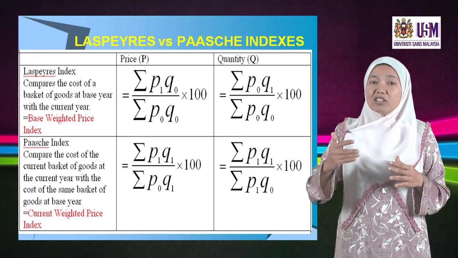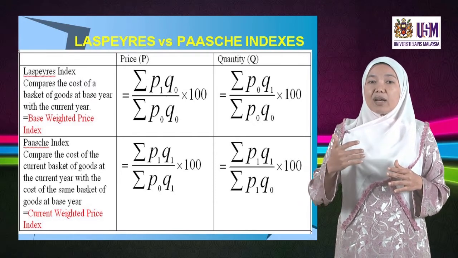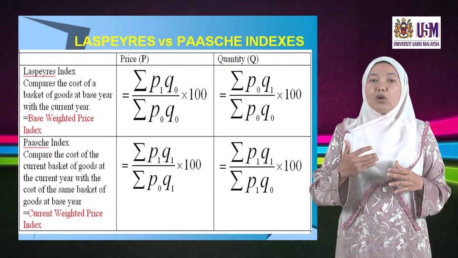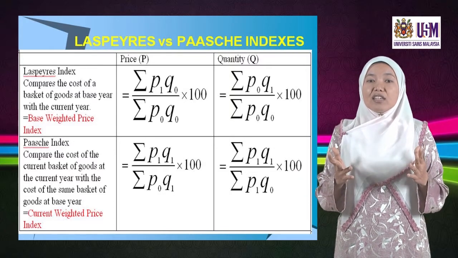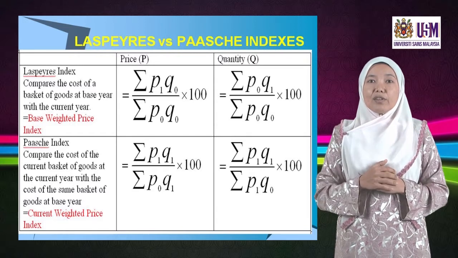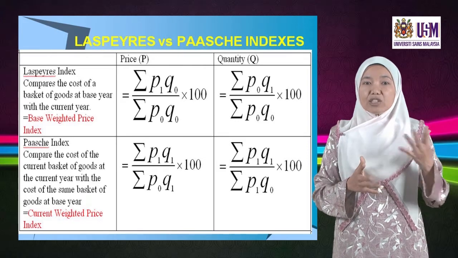You are looking at changes in price. That's why we call it the Laspeyres price index. So it must be current year price over the base year price, and we are using quantity of the base year. Okay, so that is one part of the formula for Laspeyres.